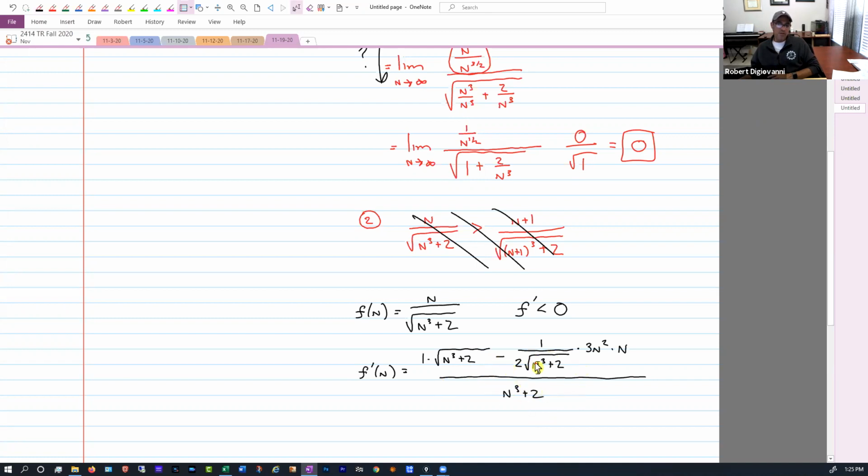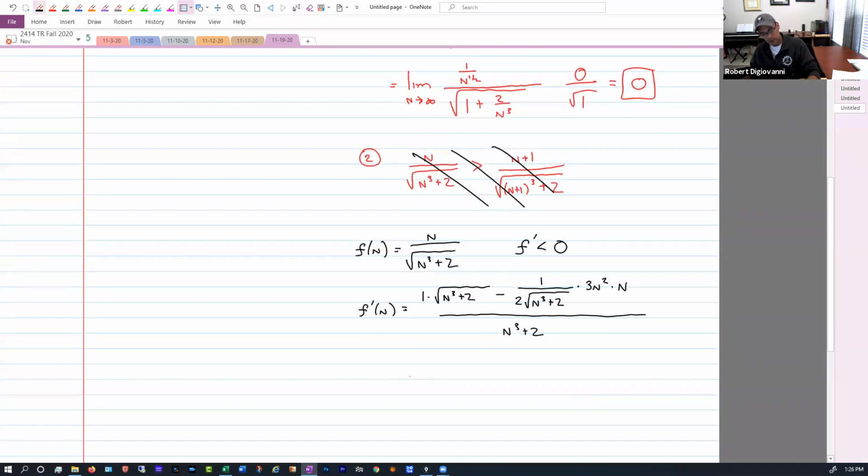And I need to somehow try and show that this is negative all the time. Not pretty. Maybe we should have stuck with the inequality. I don't know. Maybe it would have been better.